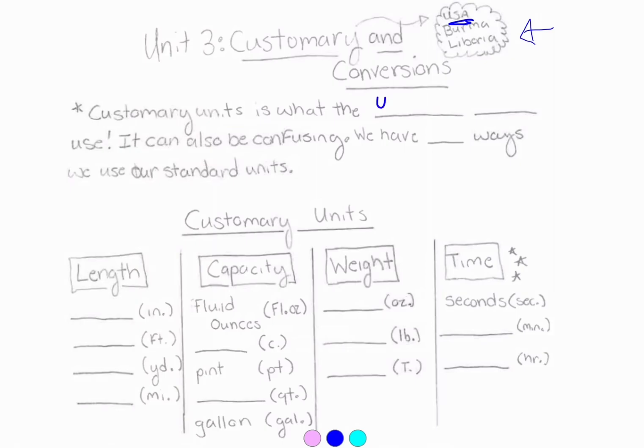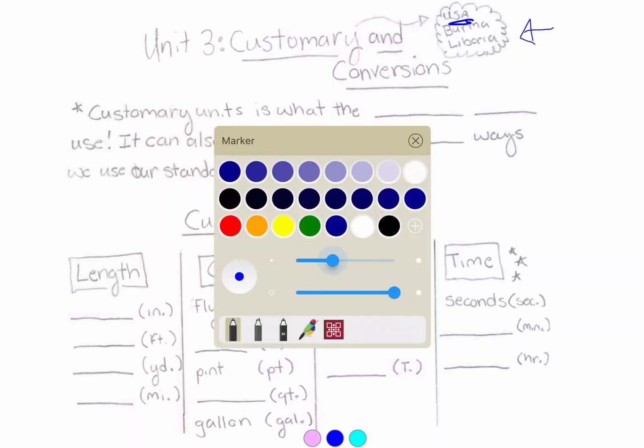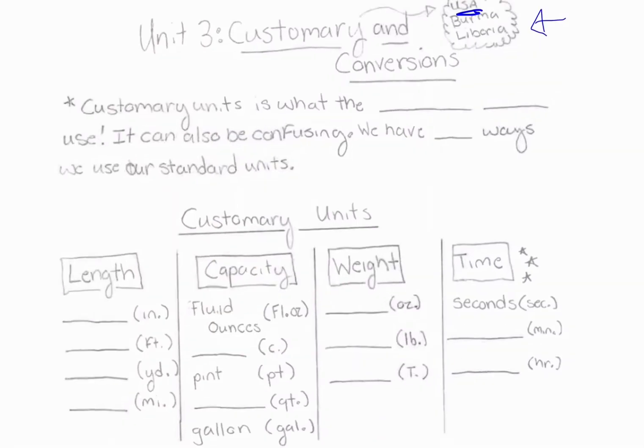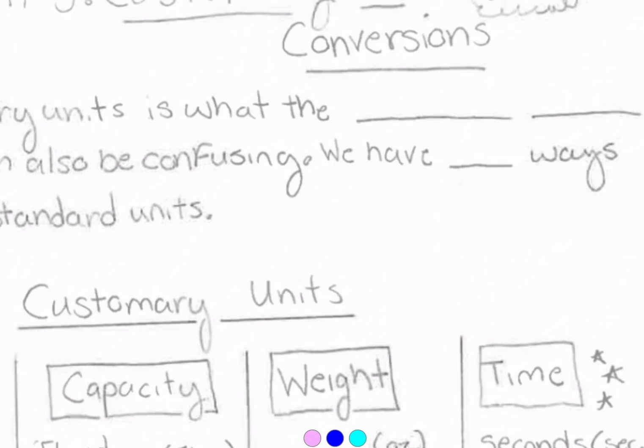So customary conversion is what the United States uses. Let me make it a little bit bigger and zoom it in. Capitalize, it's what the United States uses.